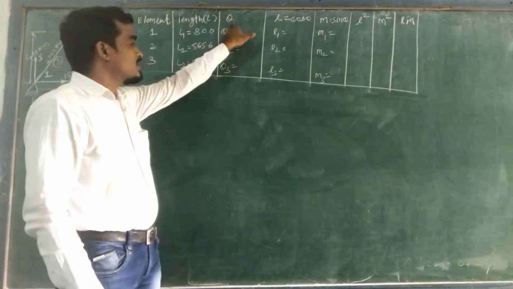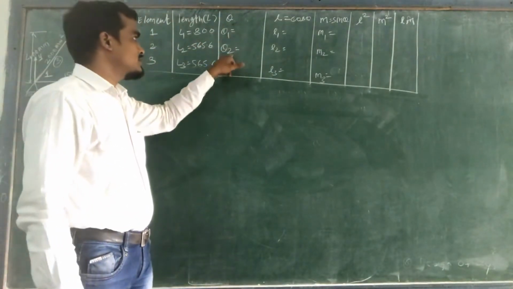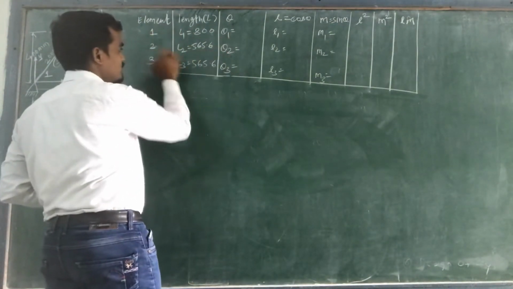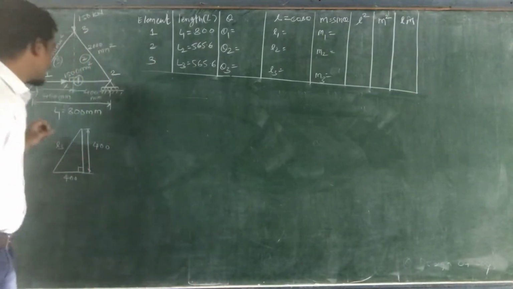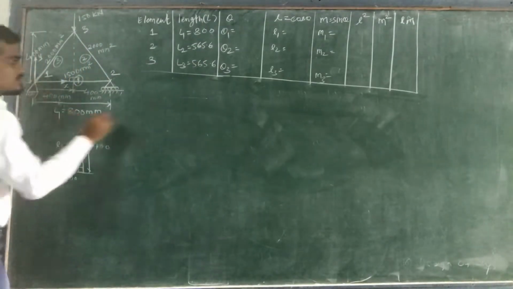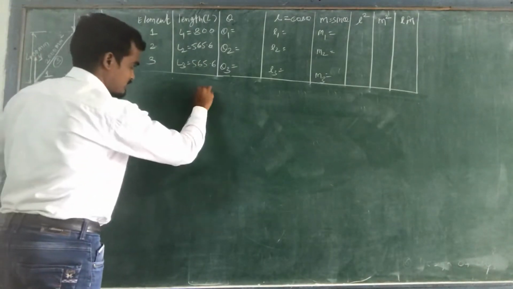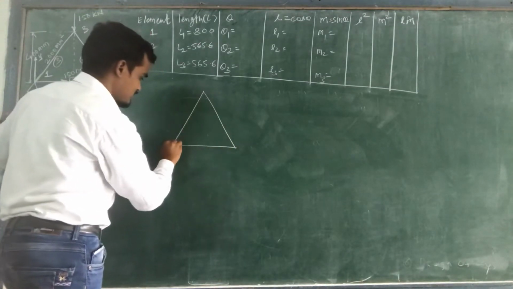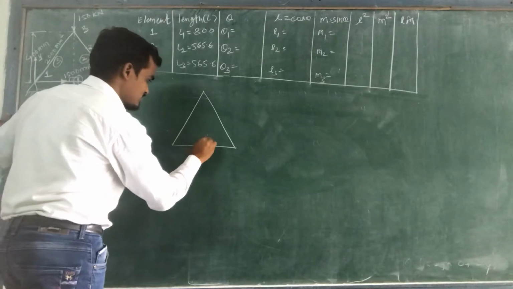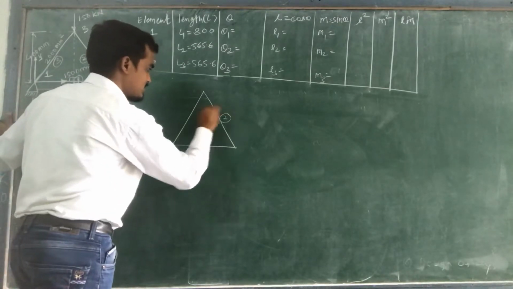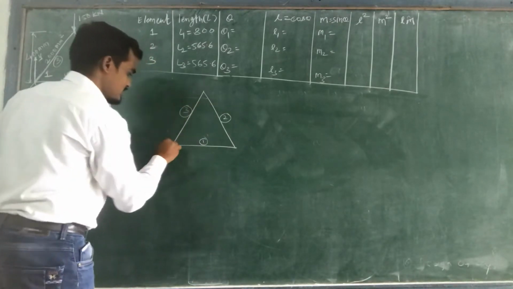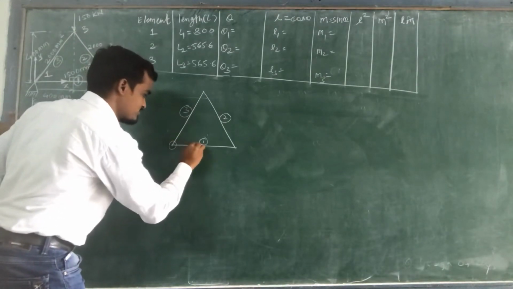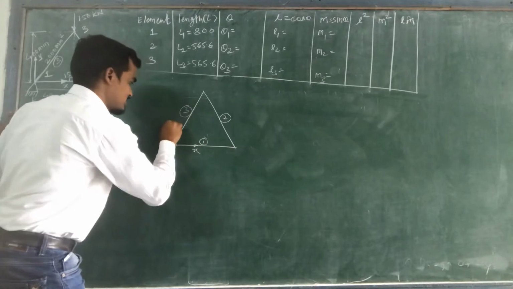You need to find out the value of theta: theta 1, theta 2 and theta 3. Theta 1 is for element 1, theta 2 for element 2, theta 3 for element 3. Here is your first element, second element, and this is your third element. We have taken this node as the reference point, with x and y axes.